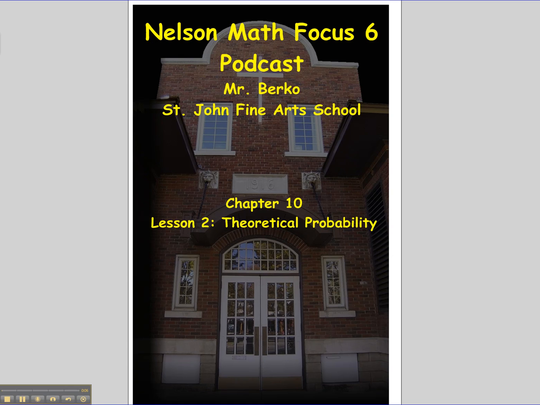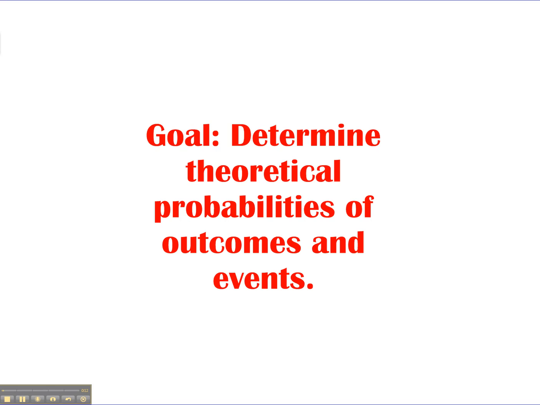This is Chapter 10, Lesson 2, Theoretical Probability. Theoretical probability is the other term that you need to understand in this unit. We learned about experimental probability in the last lesson, and our goal this time is to determine theoretical probabilities of outcomes and events.